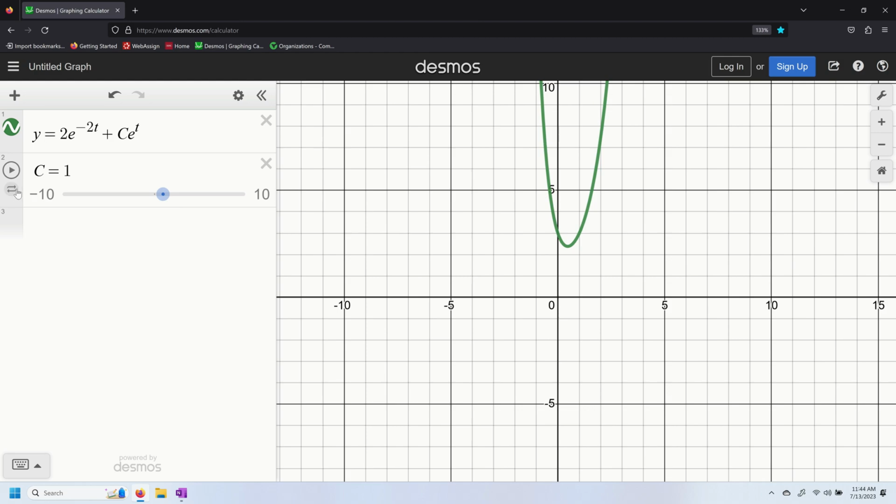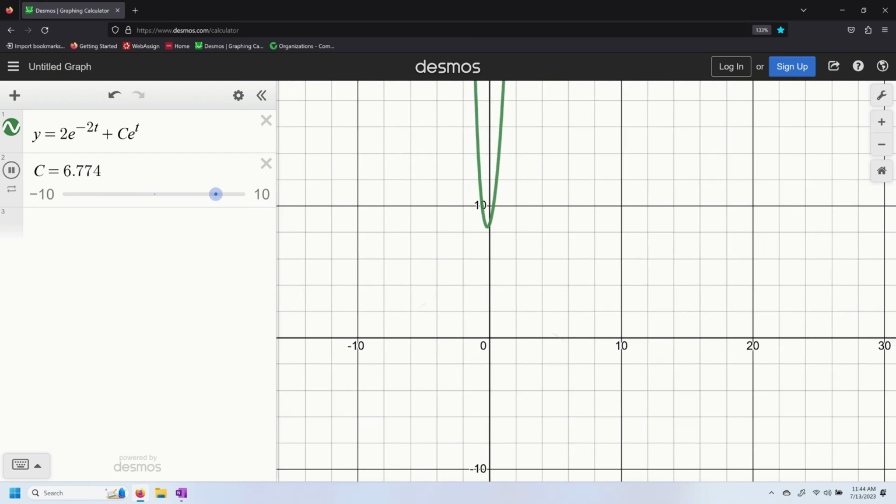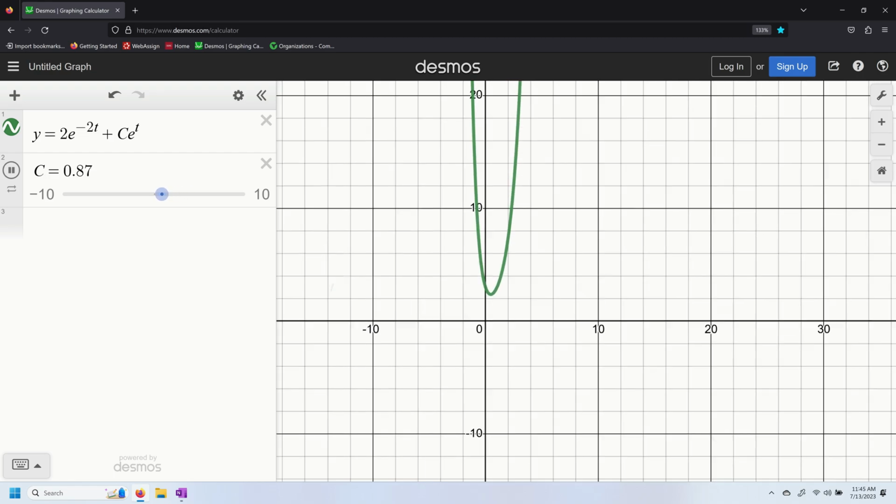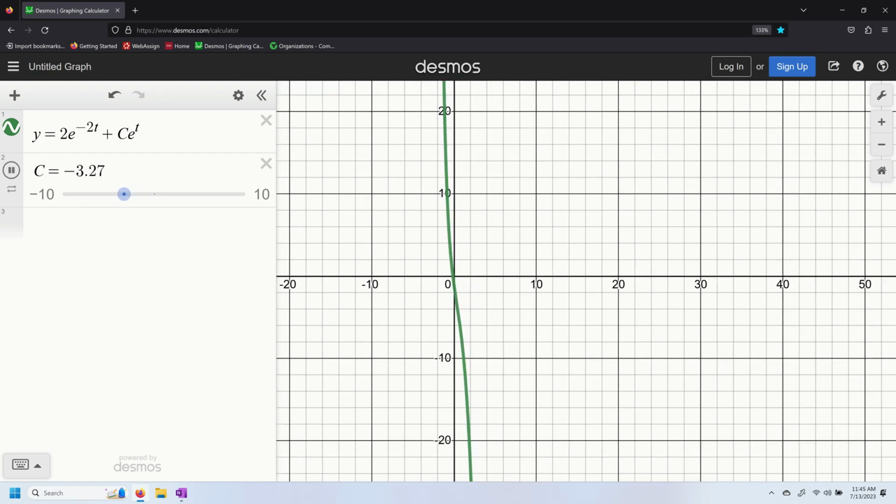But watch what happens when I change what c is. So notice here, it looks like it's a parabola that gets narrow, but as c gets smaller, it actually flips down and goes down to negative infinity. It's really interesting how these things work. And like I said, it all depends on exactly what your initial condition is.